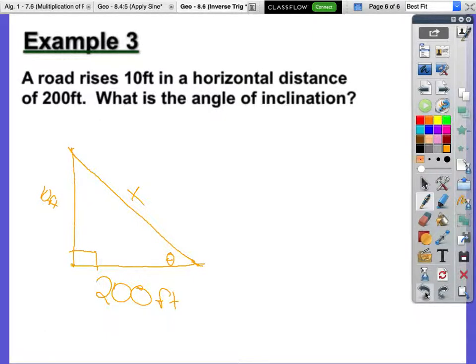I could go, is 30 right? I go, no. I was like, did you use tangent? He goes, did you use the inverse? And he goes, oh. There you go.